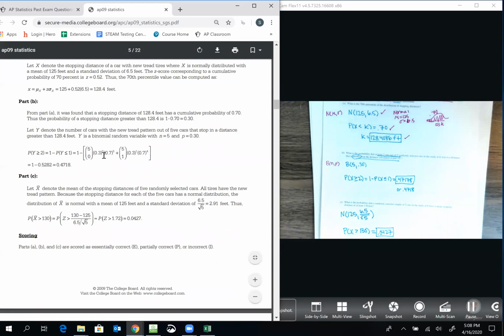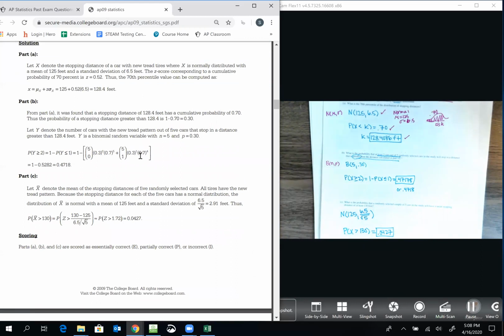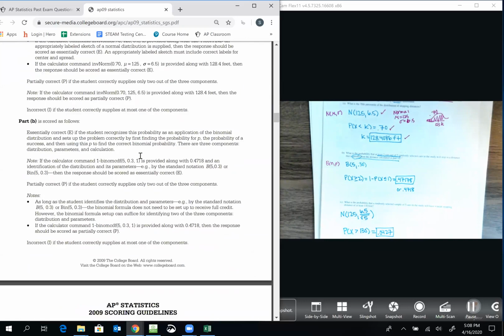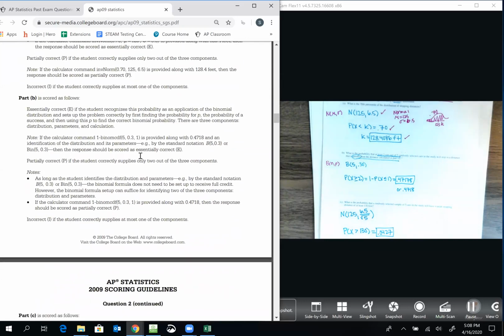They did it like the fancy old school way using the actual formula, but this should have all of the required components. Essentially correct if the student recognizes this probability is an application of the binomial distribution and sets up the problem correctly by first finding the probability for P, the probability of success.